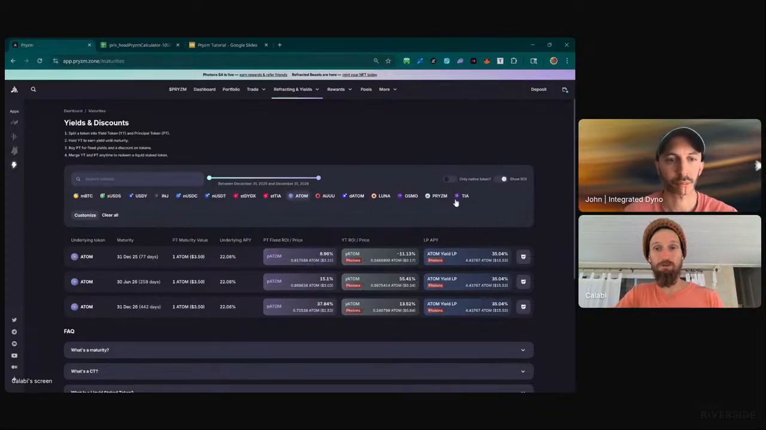So now you're taking your yield and you're going to get 8.96% currently more at maturity. So you're maximizing your yield by taking it and then purchasing the discounted P. There's a couple things to take into account though.